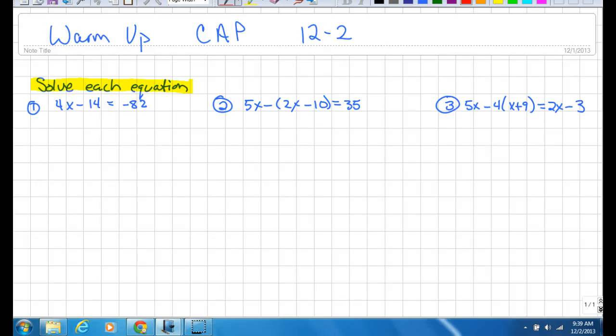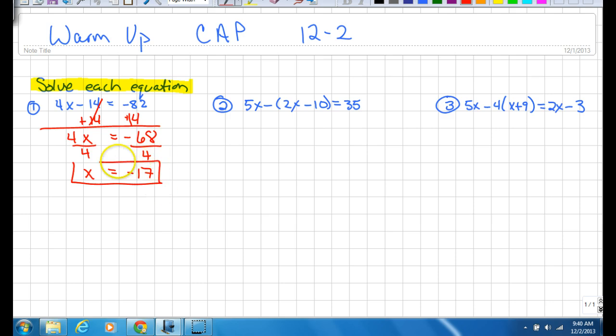Okay, so here's our warm-up for today. The first thing on this one is you guys are going to want to do what to both sides to solve this? Add 14, because it's already subtracting, right? Okay, so when you do that, you have negative 68. These cancel out, and you have 4x. Okay, now what do I need to do to both sides? Divide by 4. Okay, so this would become x, and this ends up being negative 17. Okay?